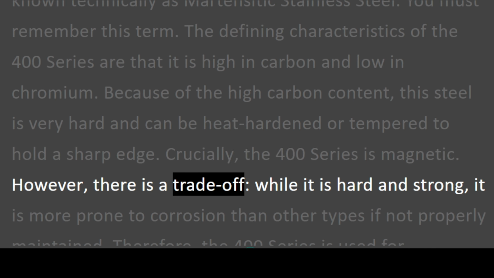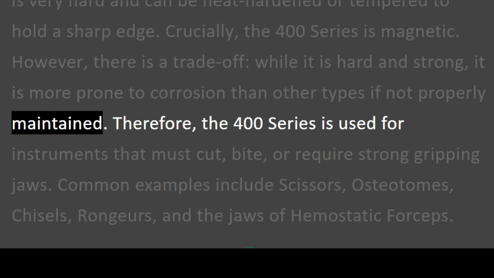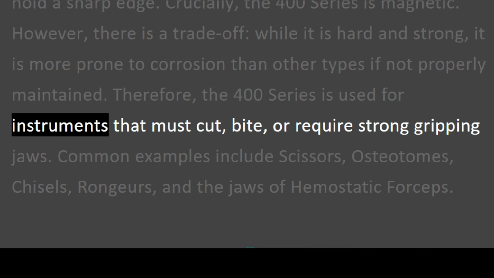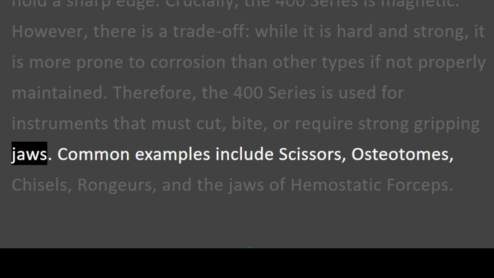However, there is a trade-off. While it is hard and strong, it is more prone to corrosion than other types if not properly maintained. Therefore, the 400 series is used for instruments that must cut, bite, or require strong gripping jaws.